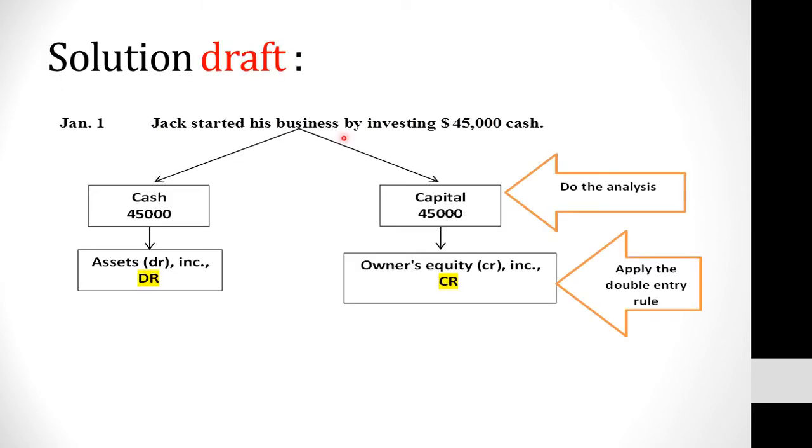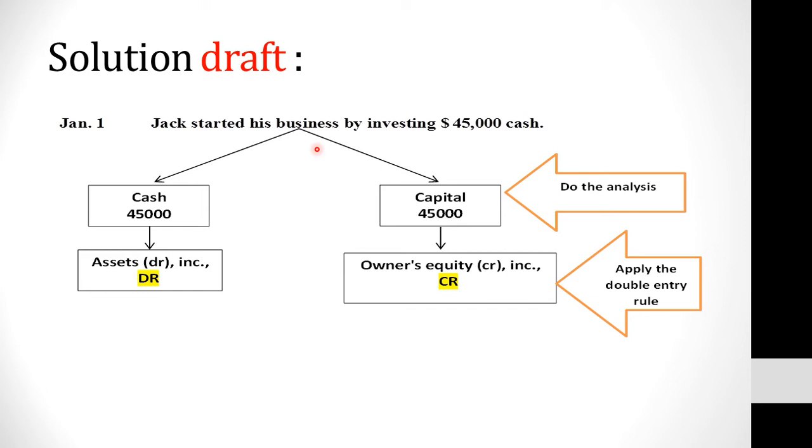The first step is to do the analysis. What do we mean by doing the analysis? Split this transaction into its involved accounts. Here the involved accounts are cash and capital, like we used to do since the accounting equation. Cash for 45,000, capital for 45,000. So this is step number one, to do the analysis.